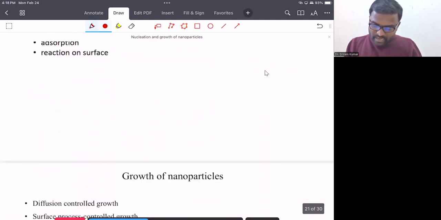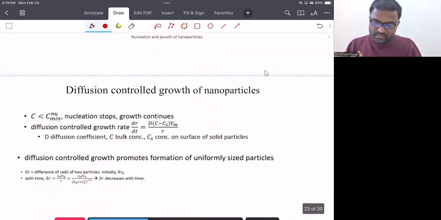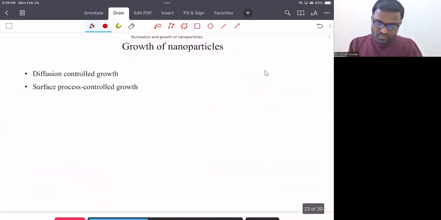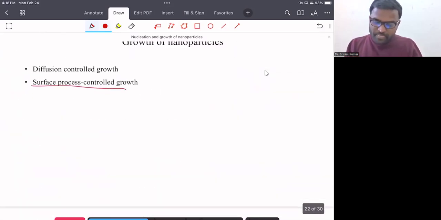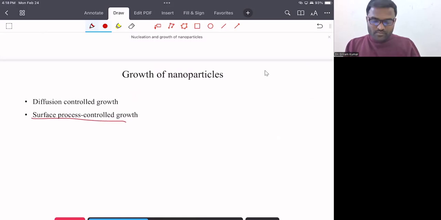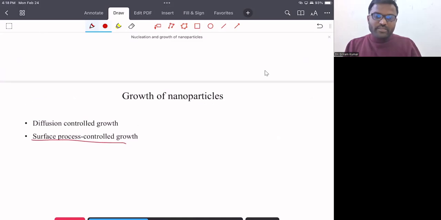After that, we will have an understanding of the growth phase of the nanomaterials, where we have two kinds of mechanism. One is the diffusion control mechanism, and one is the surface process mechanism. For the growth of nanomaterials, we need to understand which step is more predominant in nanomaterial synthesis. So see you in the next class, in which we will have an important discussion about the factors affecting the nucleation and growth stage of nanomaterials.